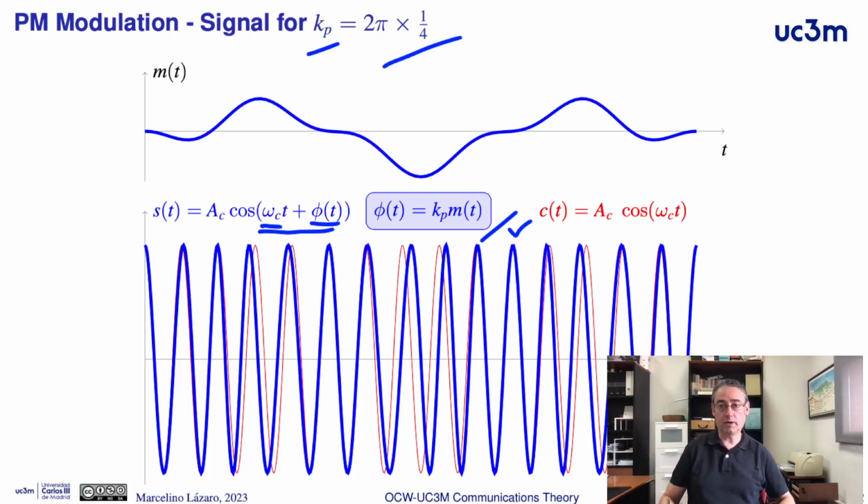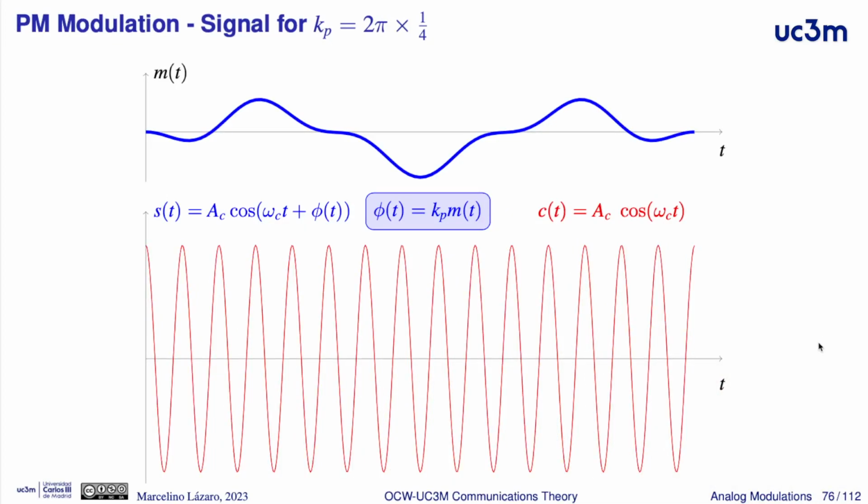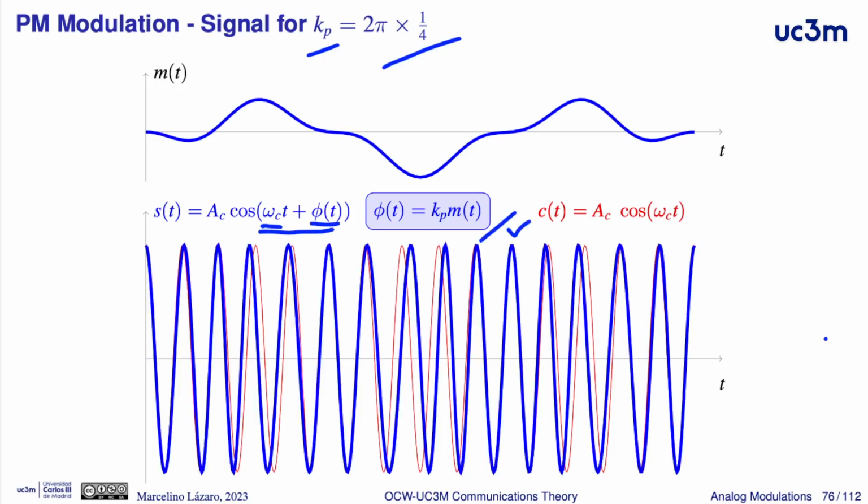If we compare the modulated signal in blue with the carrier, we can see that in the carrier we have cyclic crosses at zero. We have a constant frequency, a constant phase. However, the modulated signal will have crosses at zero at different distances. In other words, sometimes the modulated signal will be ahead of the carrier and sometimes the modulated signal will be behind the carrier.